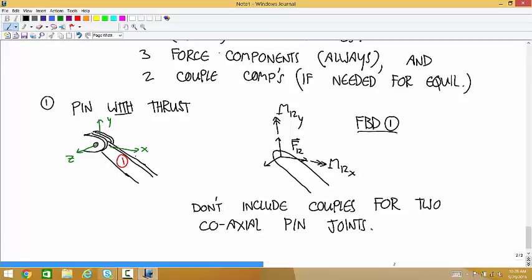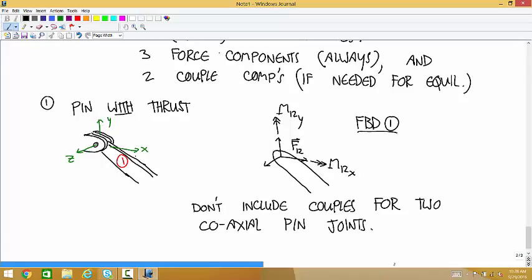And one last question: that's just pin joints, it doesn't specify thrust or no thrust in this case? No matter what, if you have any kind of pin joint, two of them coaxial like that, you don't include the couples. Because the forces prevent those rotations without the help of the couples. If we don't include the couples, then we have three force components, which is three variables. But we need six. Does that work?